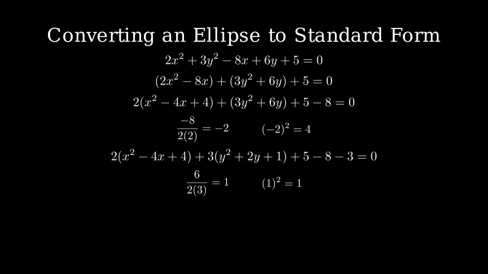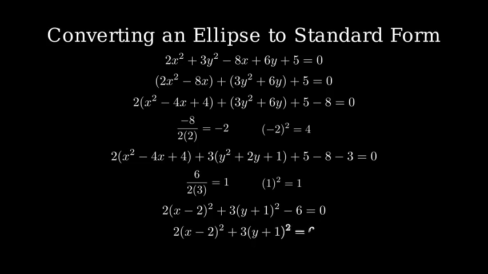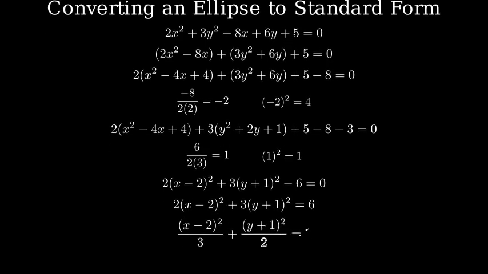Now we can factor these as perfect squares. We have 2 times quantity x minus 2 squared, plus 3 times quantity y plus 1 squared, minus 6 equals 0. Add 6 to both sides, and divide all terms by 6 to get the standard form of the ellipse.